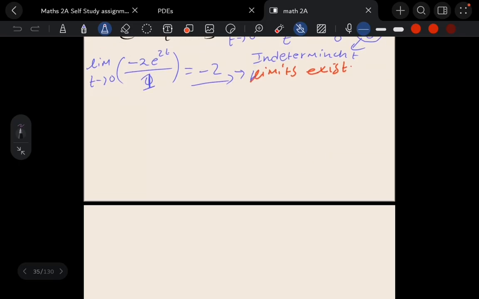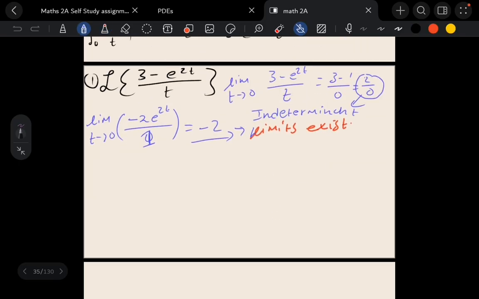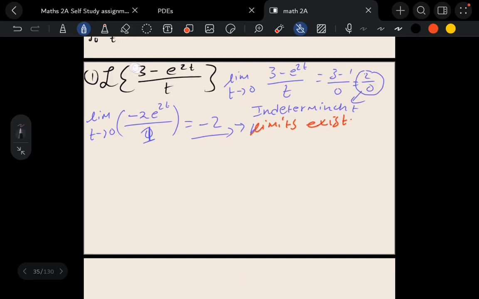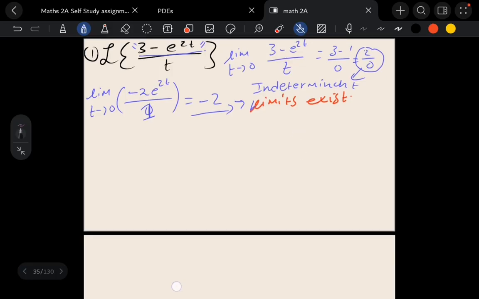How will we proceed? The second step that we need to do is find the Laplace transform of the original problem's numerator. We need to go to the original problem and find the Laplace transform of this thing here. So we need to find the Laplace transform of what? Of 3 minus e to the power 2t. What is the Laplace transform of 3 minus e to the power 2t? We know that the Laplace transform is linear, so we can find the Laplace transform of 3. What is the Laplace transform of 3? That is going to be 3 over s minus. What is the Laplace transform of e to the power 2t?